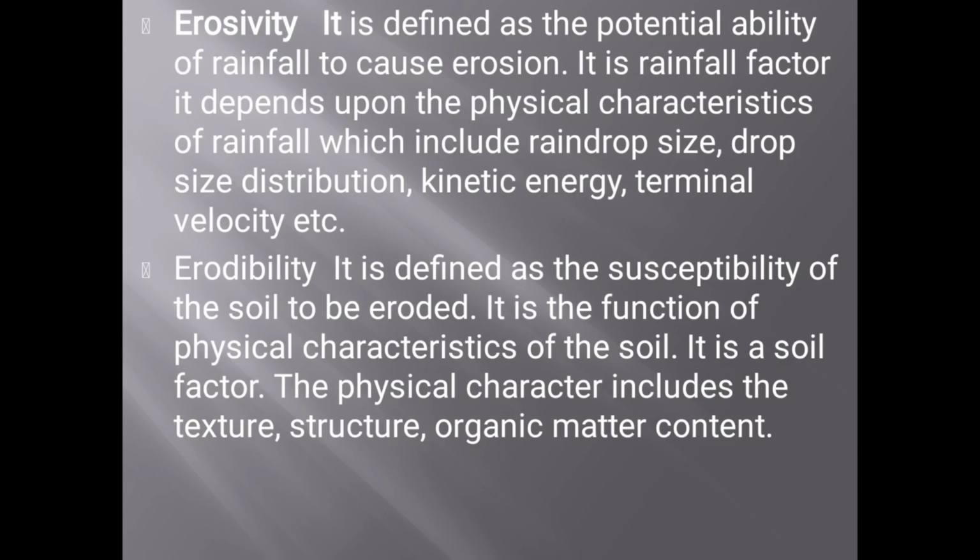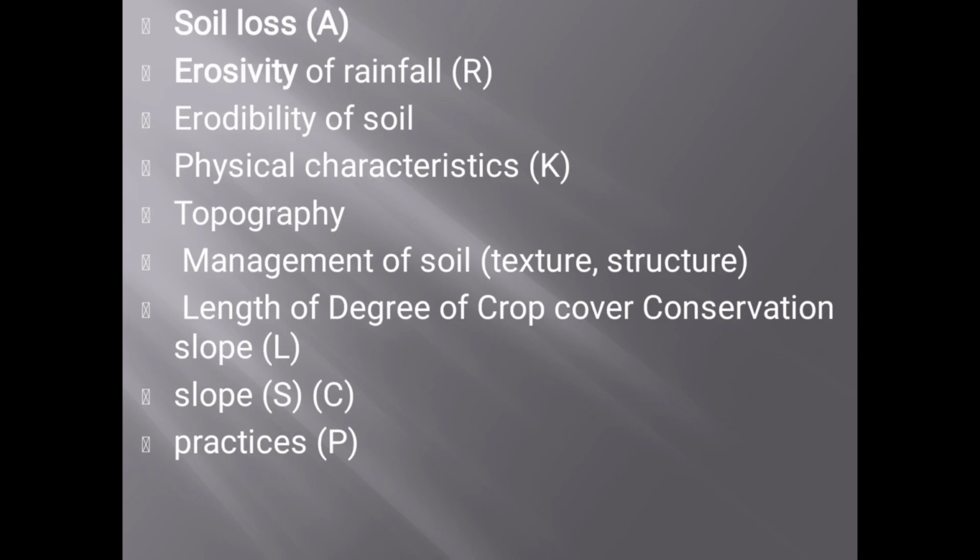The erodibility is defined as the susceptibility of the soil to be eroded. It is a function of the physical characteristics of the soil. It is a soil factor. The physical characteristics include the texture, structure, and organic matter content. So soil loss is A, erosivity of rainfall is R, erodibility of soil with its physical characteristics is K, topography is length and degree of slope, management of soil is crop cover, and conservation practices is P.